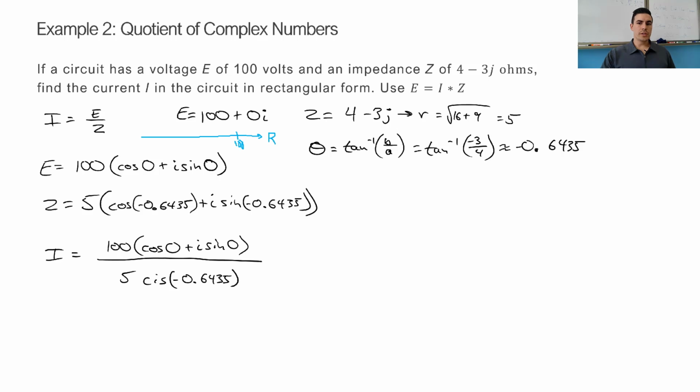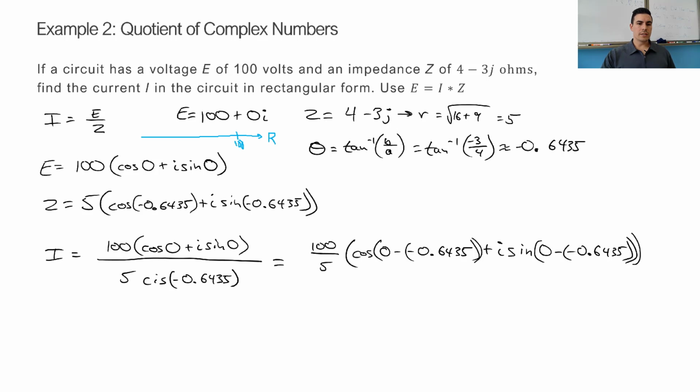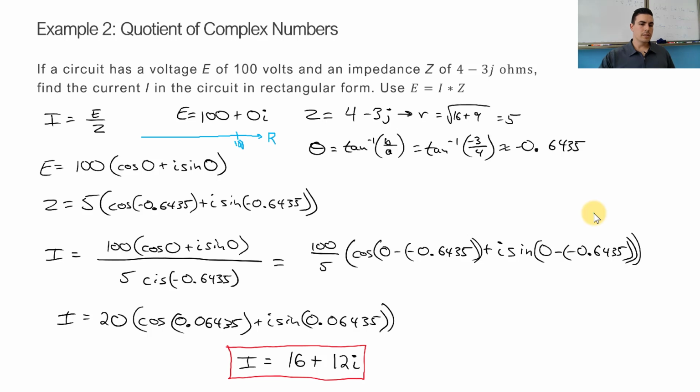Let's go ahead and take the quotient of both of these. And then our quotient formula tells us that we take the quotient of the moduli, and then we subtract our theta values. And we can go ahead and start simplifying this down. And then we put this in rectangular form. It's going to look like 16 plus 12i. And those are rounded numbers.